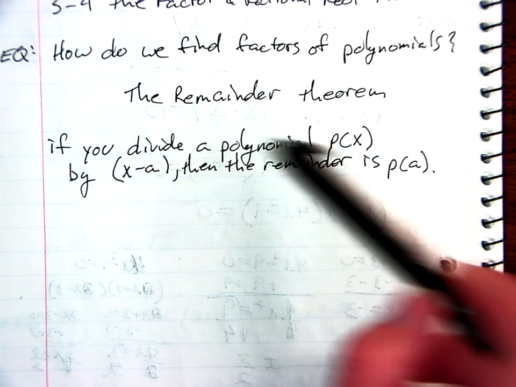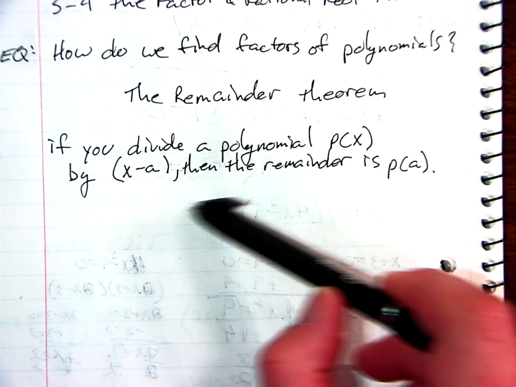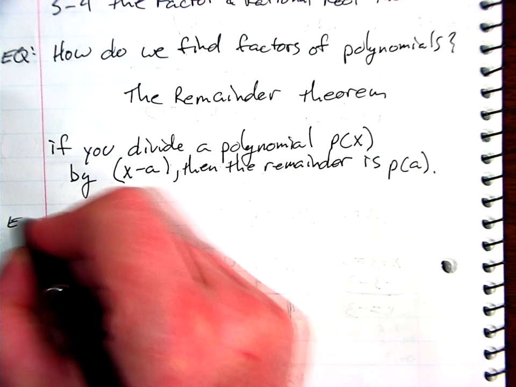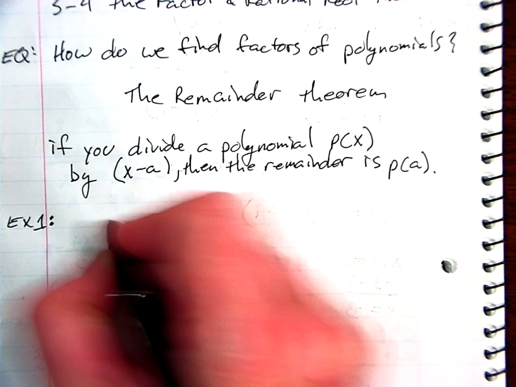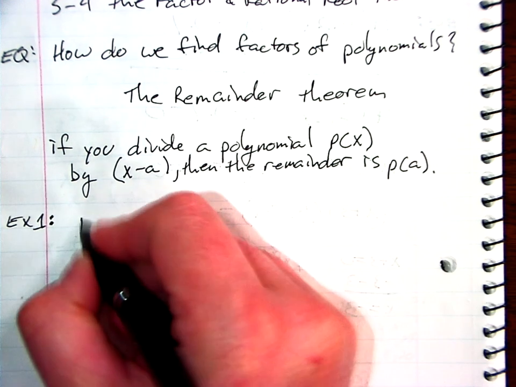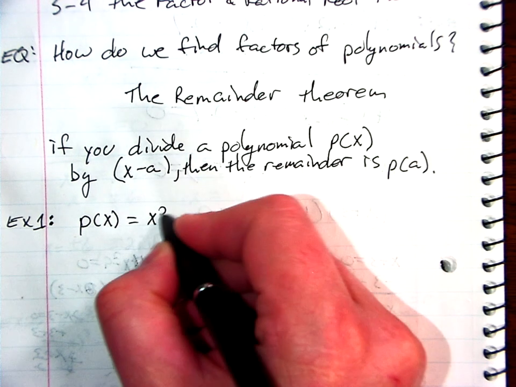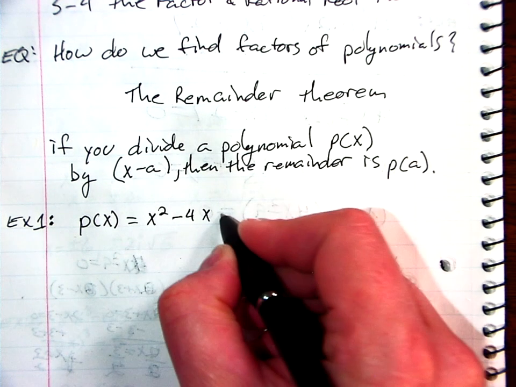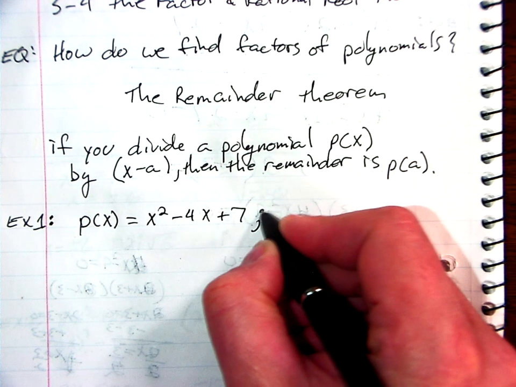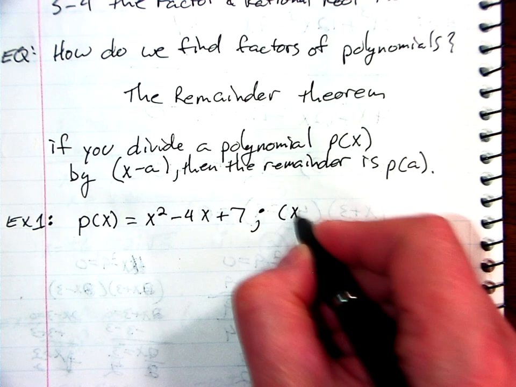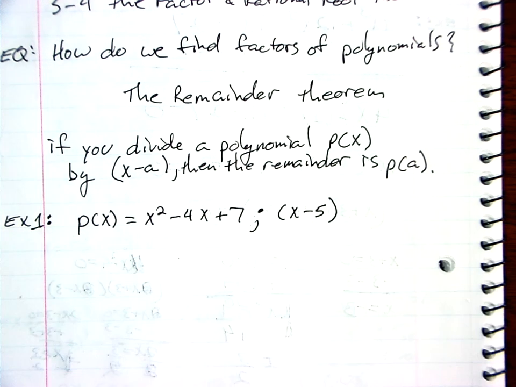If you divide a polynomial P of x by x minus a, then the remainder is P of a. So example 1, it'll make more sense in just a moment, I hope. P of x equals x squared minus 4x plus 7, and we're going to divide it by x minus 5. It's asking us what is the remainder.